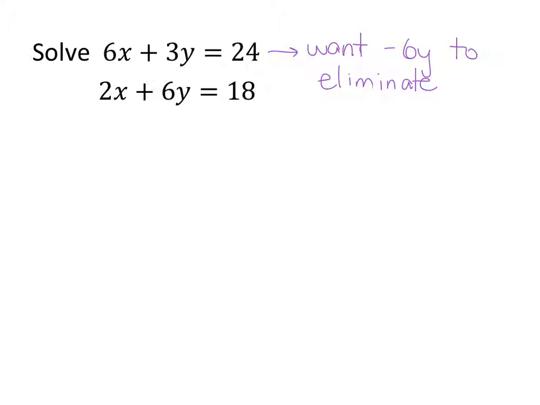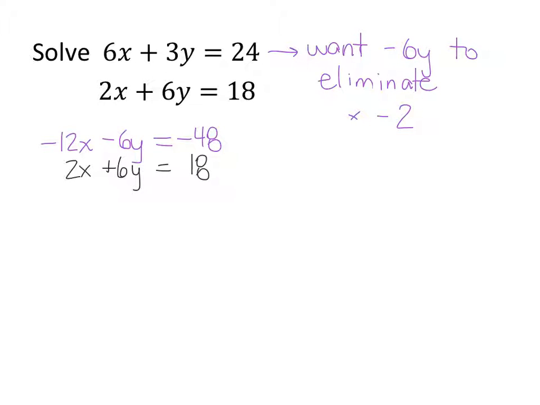So I'm going to focus on multiplying the top equation to end up with negative 6y's. In order to have negative 6y's, I'm going to have to multiply positive 3y by a negative 2. So we're going to take the entire top equation and multiply by negative 2. 6x multiplied by negative 2 will leave negative 12x. 3y multiplied by negative 2 will leave us with negative 6y. And 24 multiplied by negative 2 will leave us with negative 48.